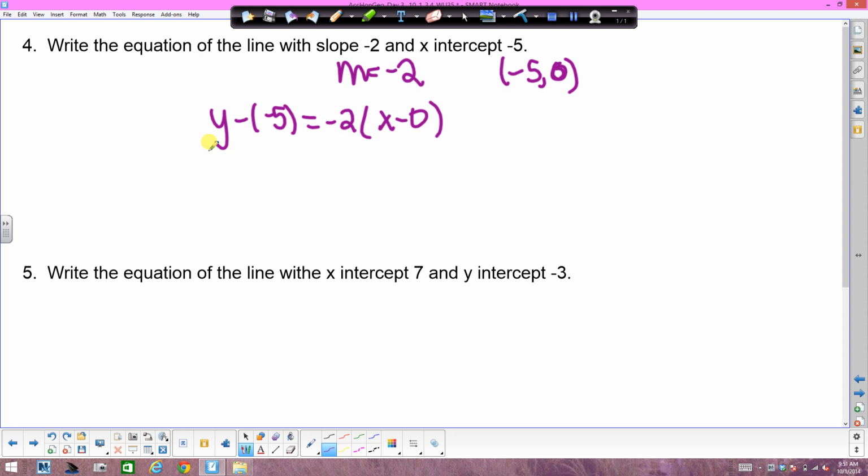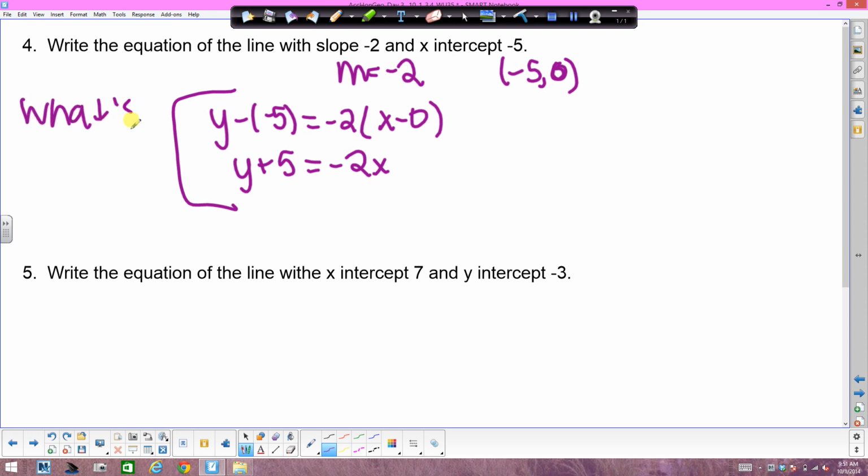So y minus -5 would be y plus 5 equals -2x. And then minus 0, we wouldn't have anything. Okay, well, if we look at how this is set up, what's wrong with this? What's wrong with the way we plugged this in? So I want you to figure out what's wrong, and I want you to solve this correctly and write the equation correctly. I want to know what this equation should be after you correct our mistake.